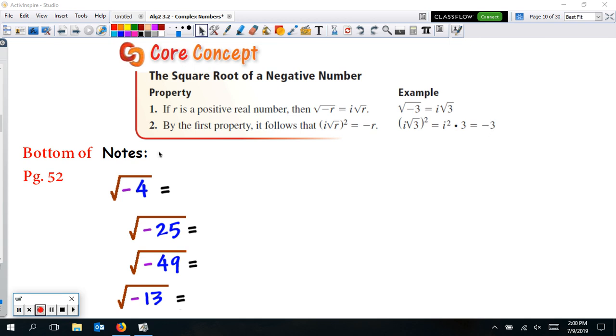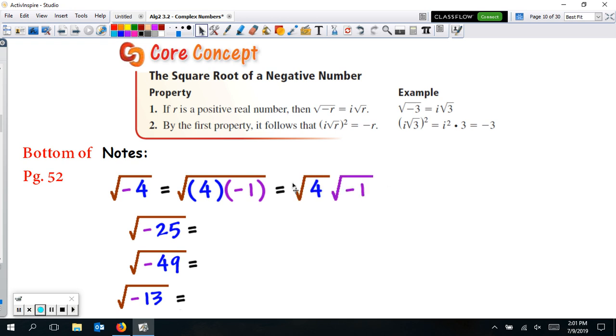All right, so on the bottom of page 52, underneath this core concept here, here's 4 problems. Let's look at the first one, then I'll have you do these 3. So the square root of -4, what would that be? Well, we first can see that we can break apart -4 to +4 times -1, and then the square root of each individually. So the square root of 4 times the square root of -1, and we know the square root of 4 is 2, the square root of -1 is going to be the letter i for imaginary. So the answer there would just be 2i.